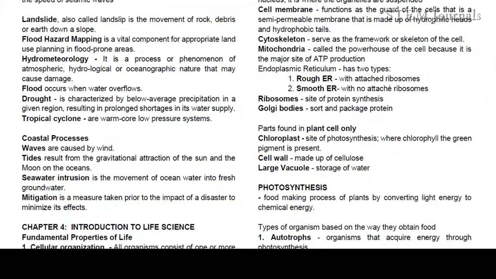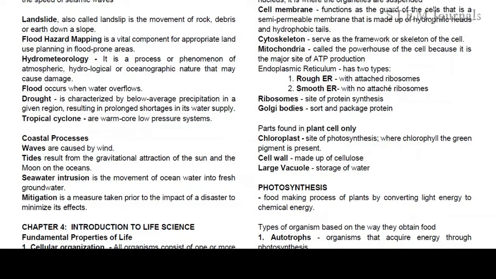So seawater intrusion naman class, it is the movement of ocean water into a fresh ground water. So nagkakaroon sila ng interaction, the ocean water and the fresh groundwater. So that is the seawater intrusion.